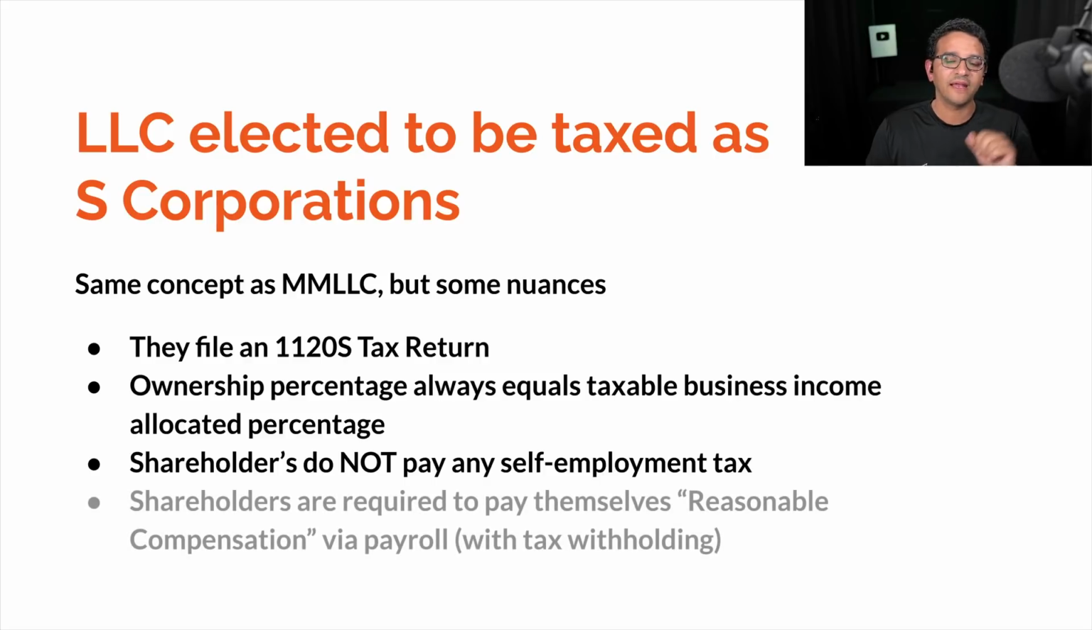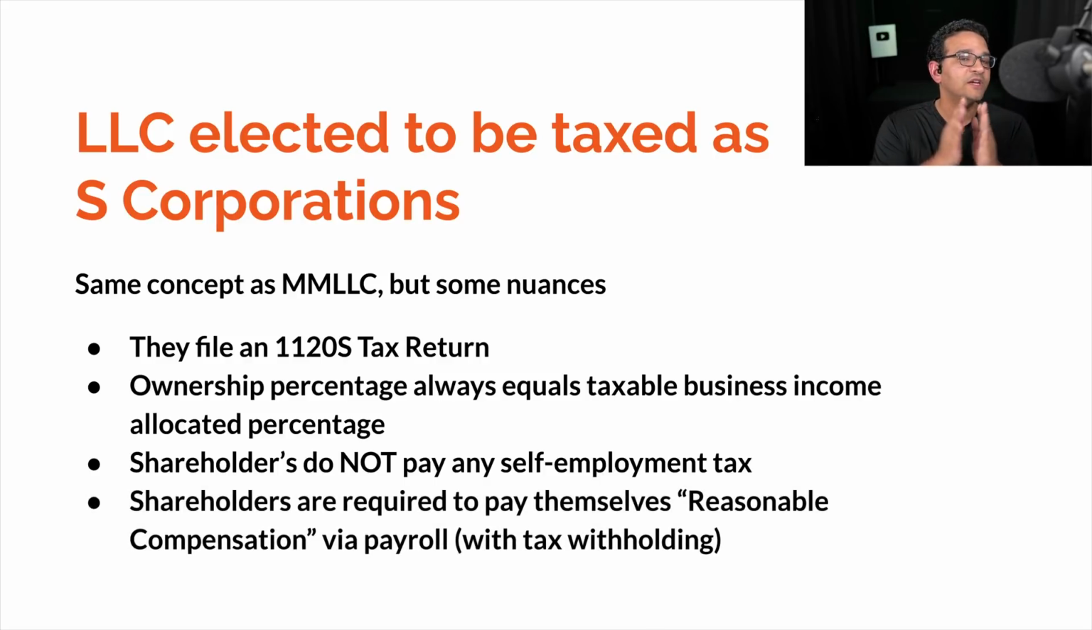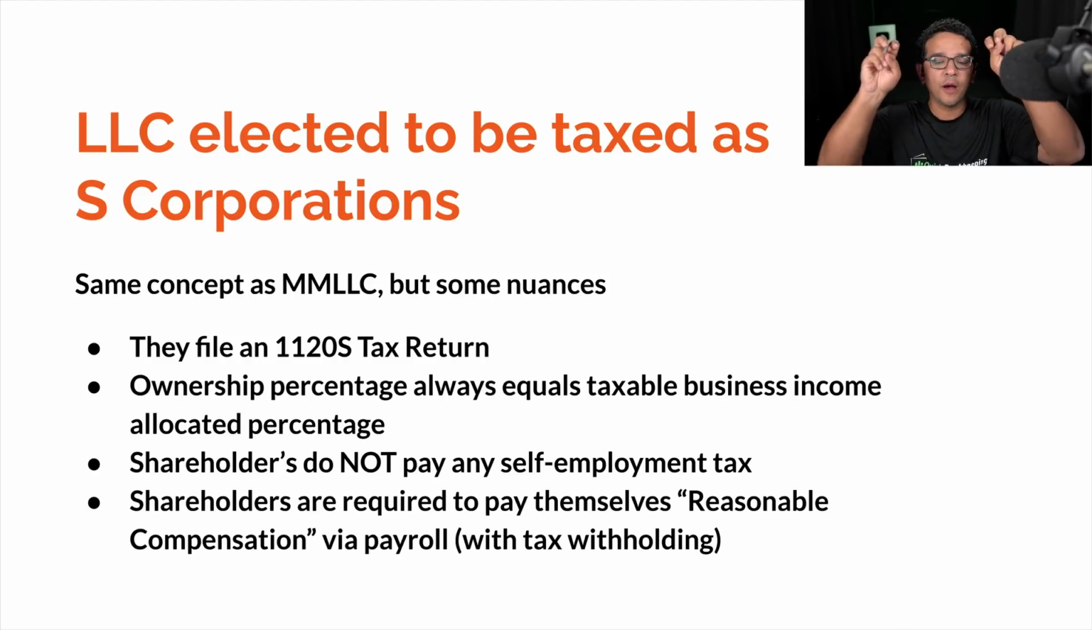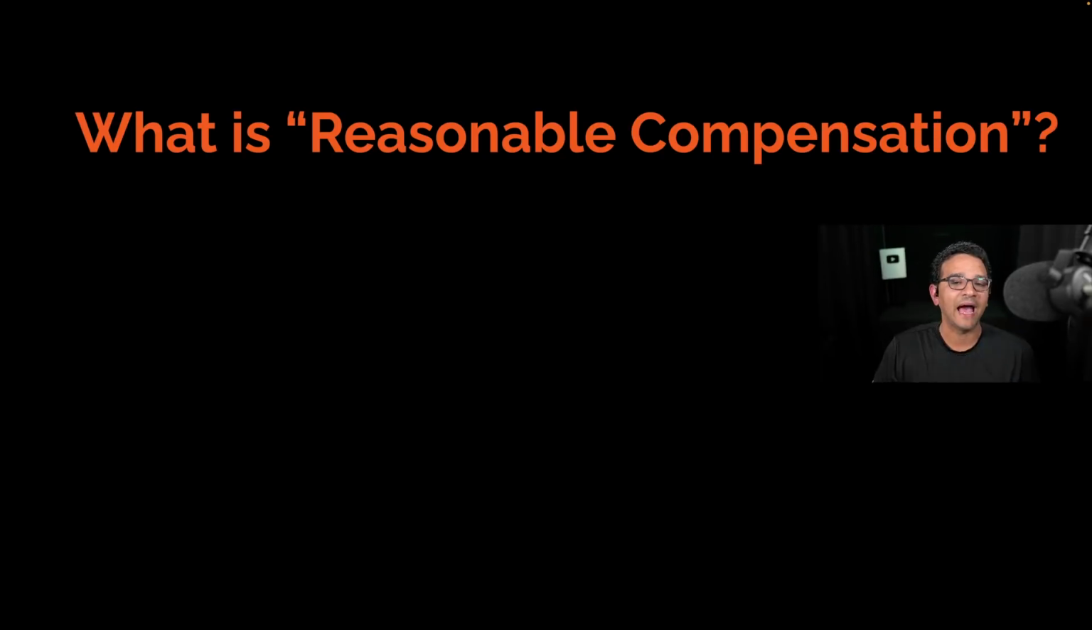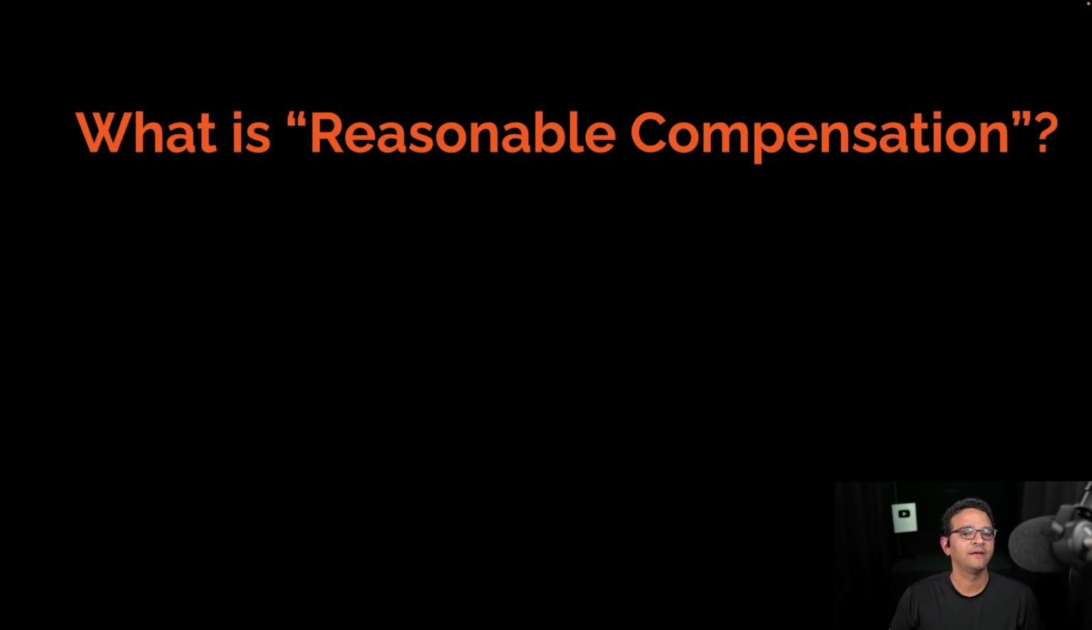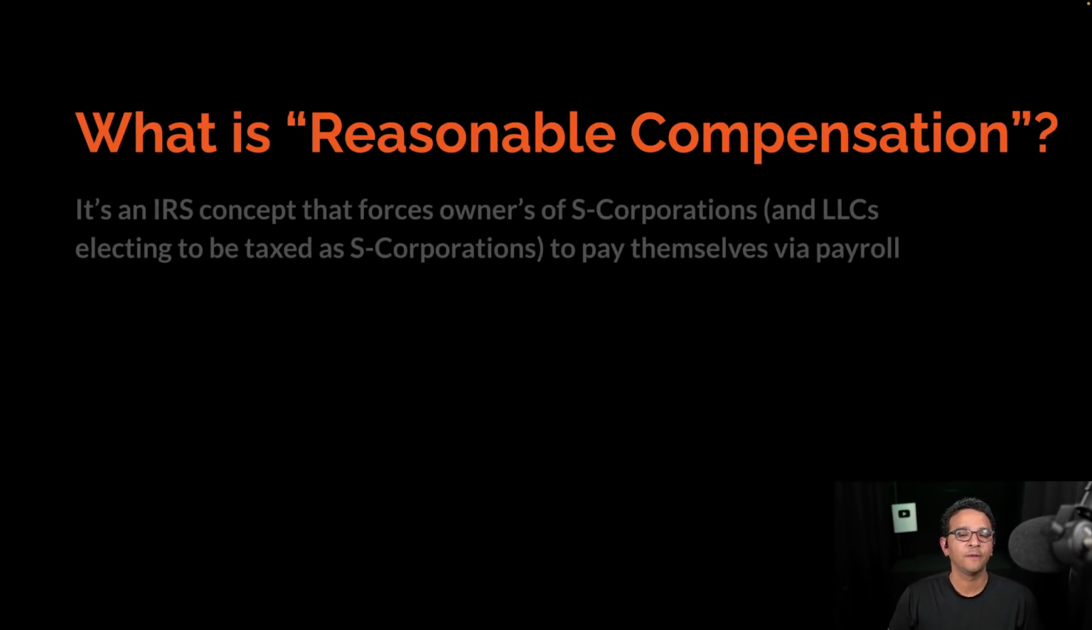There's one little tiny nuance, which is shareholders of S corporations have to pay themselves, quote, reasonable compensation. And reasonable compensation gets paid through payroll, and payroll pays self-employment tax in one way, shape, or form, and also withholds tax. So what the heck is reasonable compensation?